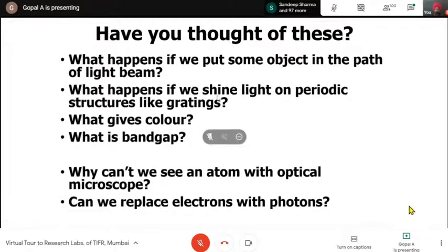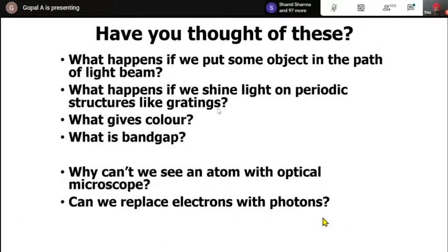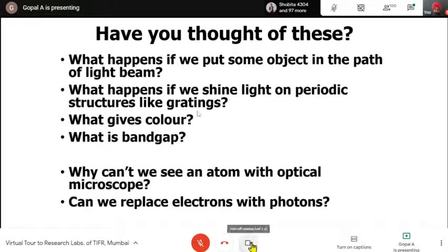So if we shine light on periodic structures like gratings, what happens? If you have a periodic structure, the light undergoes maxima and minima. So you see this interference pattern which has maxima and minima points. Okay. So what gives color to an object? Biologists say that there are pigments. Physicists say that it depends on what is absorbed and what color is reflected.